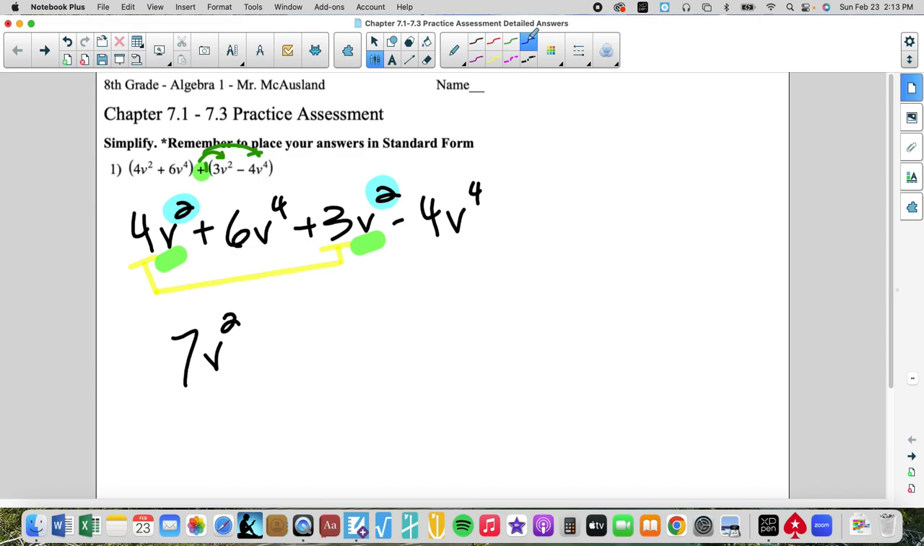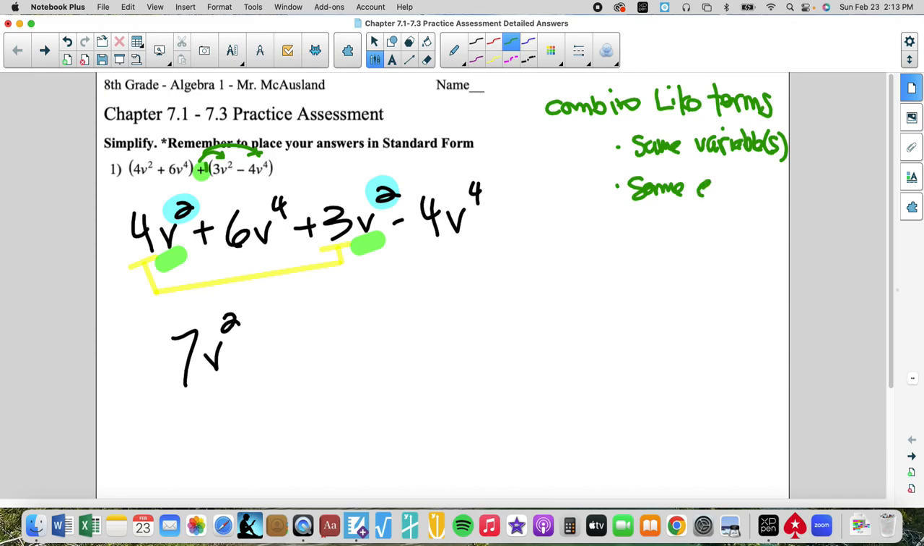So we have to really remember, combine like terms. Like terms have same variable or variables to the same exponent. And our other set of like terms are going to be v to the fourth and v to the fourth. So we will combine those coefficients. And we have a positive 6 and negative 4. So that's positive 2v to the fourth.